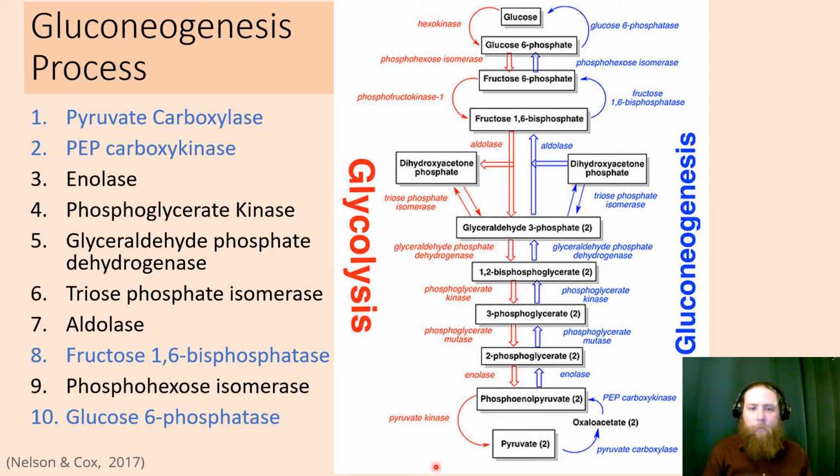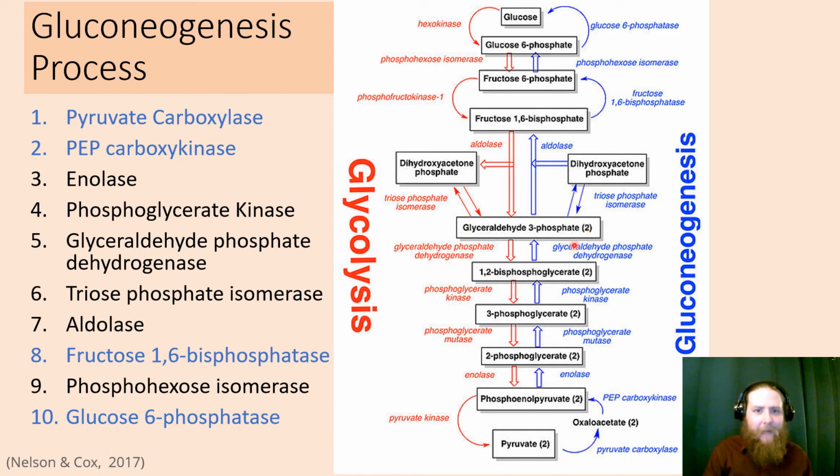Then we're going to do the same thing, but in reverse. For enolase, we're going to go back to 2-phosphoglycerate. Then we're going to take this phosphoglycerate mutase and swap that phosphate group around to get 3-phosphoglycerate. And then we're going to go through phosphoglycerate kinase here to get this 1,3-bisphosphoglycerate, where we have those 2 phosphates on it. And then we're going to use glyceraldehyde phosphate dehydrogenase in this 5th step here to go to G3P. Oh, we're back to G3P.